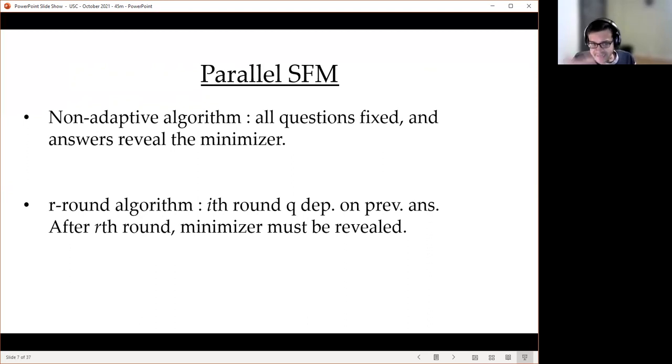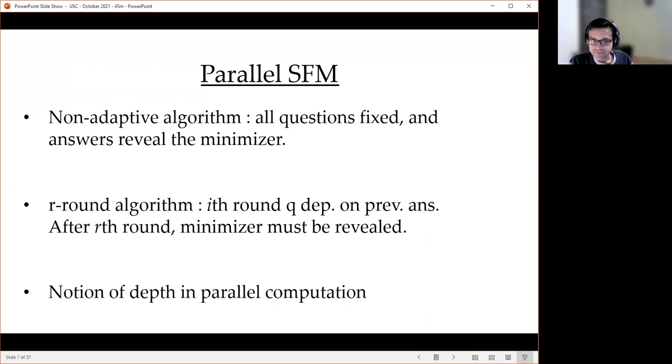So what we're interested in is not just the query complexity of submodular function minimization, how many queries you need, but how few rounds you can make these queries in. Okay, so this is related to the notion of depth in parallel computation. If you think of processors which can give you answers to the submodular function queries, and every round you can parallelize the queries across the processors, and then there is a communication where they all give the answers, and then you figure out something, and then you do another round. So there's a notion of depth in this parallel computation.